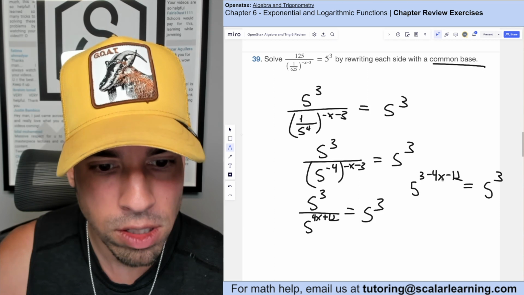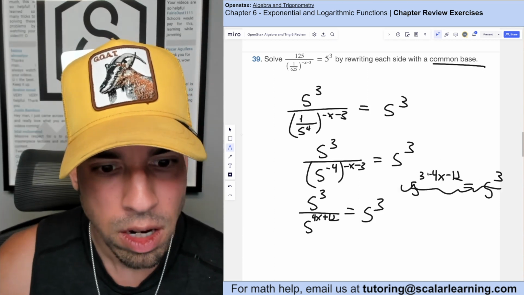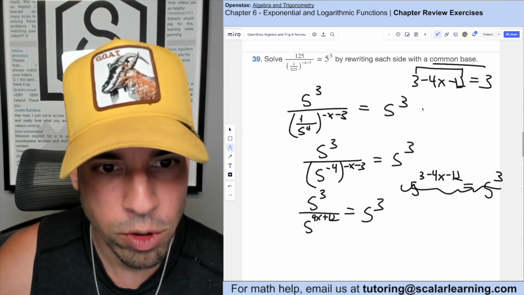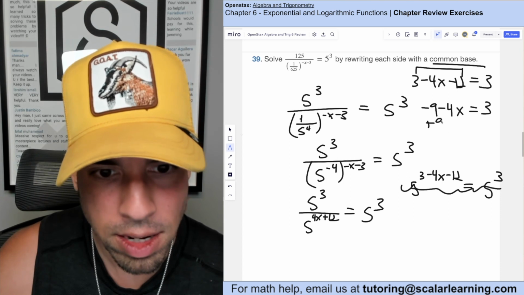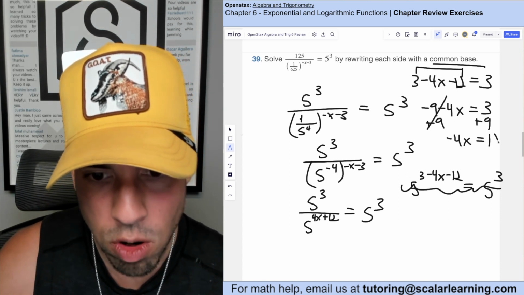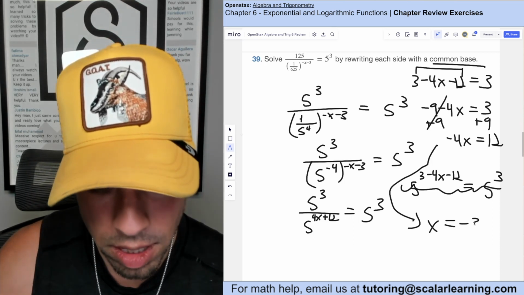Now I have 5 to something equals 5 to something, which means I can pretty much wipe out those bases and just say 3 minus 4x minus 12 equals 3. Now we'll do 3 minus 12, which is negative 9. And then we're going to add 9 to both sides as we isolate. Negative 4x equals 12. Last step, we divide both sides by negative 4. And we get x equals negative 3.